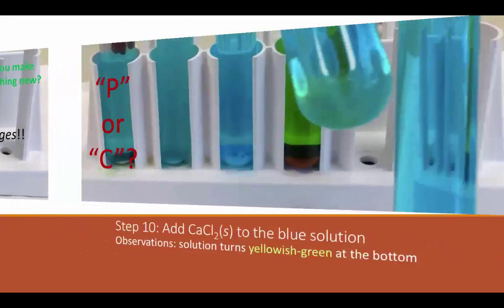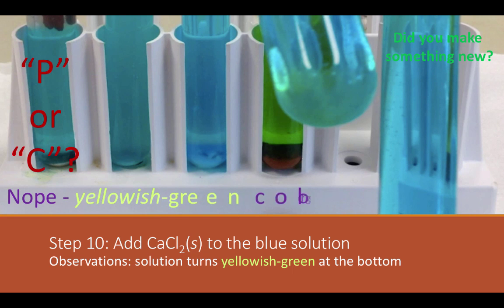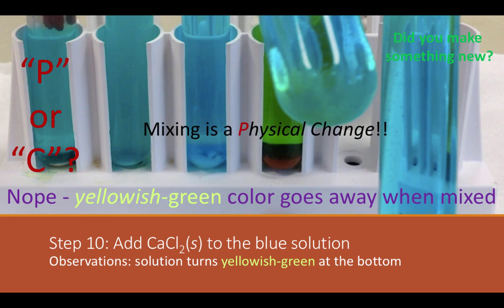This next test tube is a little deceiving. You added some calcium chloride to the solution of copper chloride. Did you make something new? You may have observed a yellowish color in the bottom of the test tube, and based on what we have discussed here, a color change would indicate a chemical reaction. However, if you took the time to mix the tube, you would notice that the yellow color goes away. No new substances are formed. The calcium chloride simply dissolves and mixes into the copper chloride solution. Mixing is a physical change.